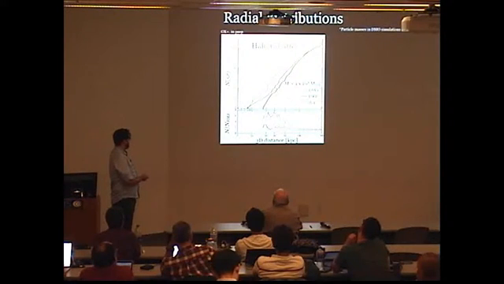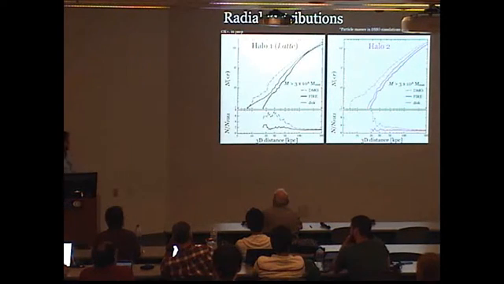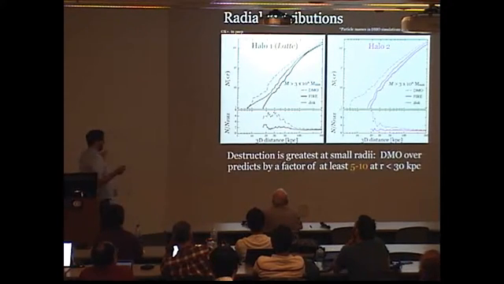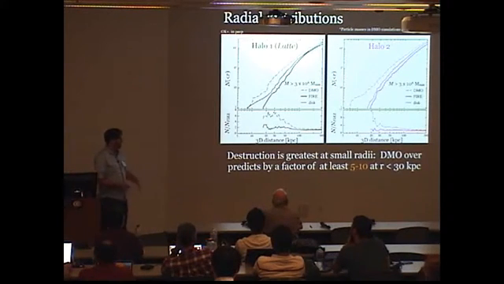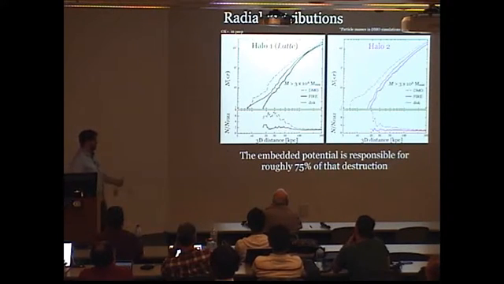And we're, again, within about a factor of 1.5 to 2 at all radii. If we look at our second halo, we're doing even better again. And like I said, I can talk about why I think that is afterwards. But again, I want to make the point that at the small radii, we're over-predicting by a factor of at least 5 to 10. And we can see very clearly that the disk alone is responsible for about 75% of that destruction at the small radii in particular.